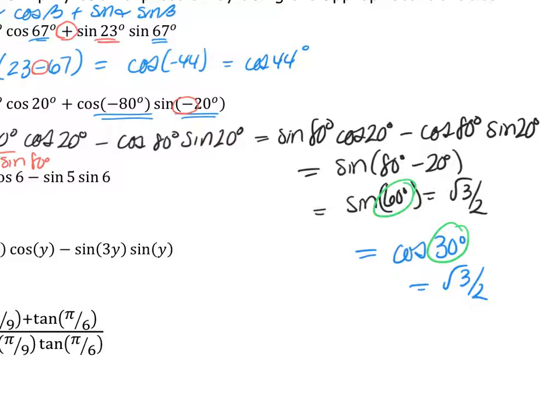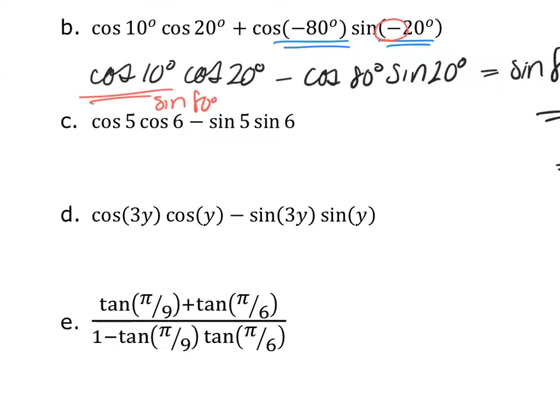How was that? Is that okay? Doing okay? All right. So this one we assume is radians. On C, we assume the radians, 5 and 6 radians.